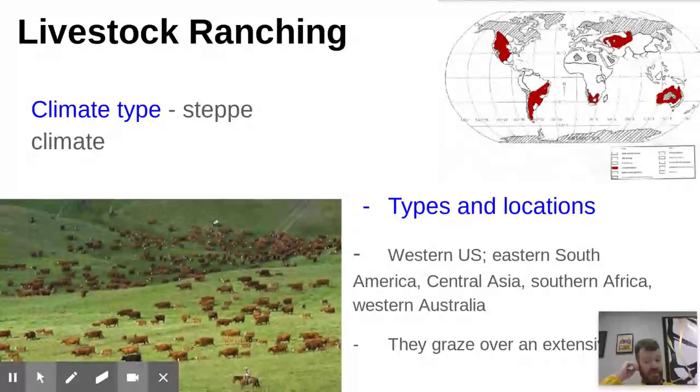You feed these guys the grass that's there, and you can see the one guy on the horse at the bottom. Like, that's an idea that there's not as much labor, but you got to have an extended amount of area to do it. And then on the map there, you can see the different areas in the world where this would happen. So that steppe region in Asia over there.